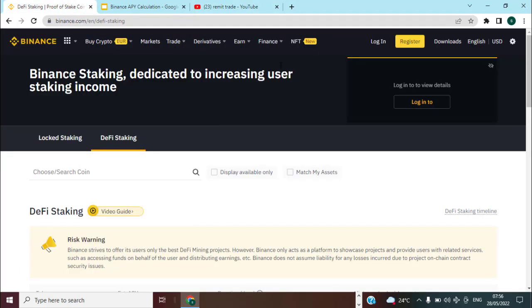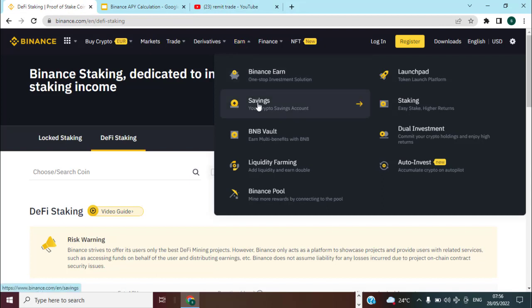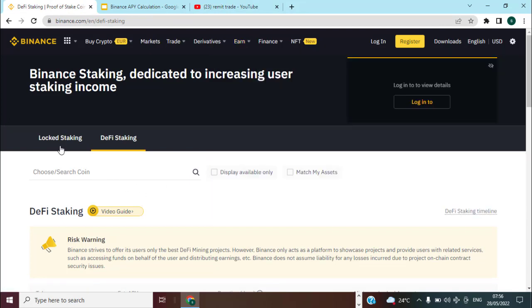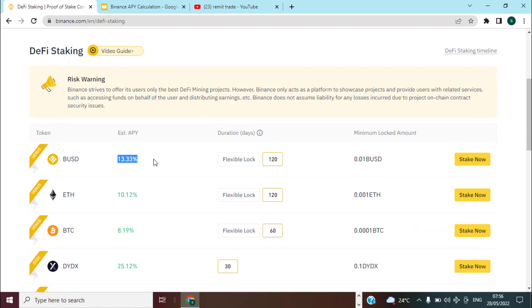So when you want to stake on Binance, either for saving or staking, you have to choose whether you want to do lock staking or DeFi staking. Let's say, for example, you choose to stake BUSD and the estimated APY is 13.33% for the lock period of 120 days. So how many BUSD will you have for this period of 120 days? Let's dive right into the calculation.